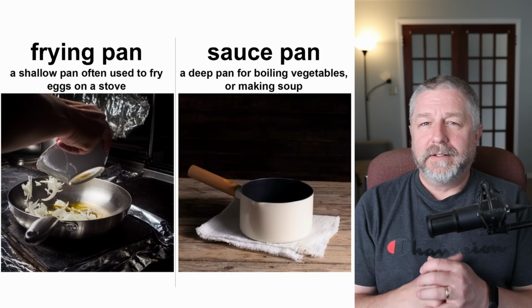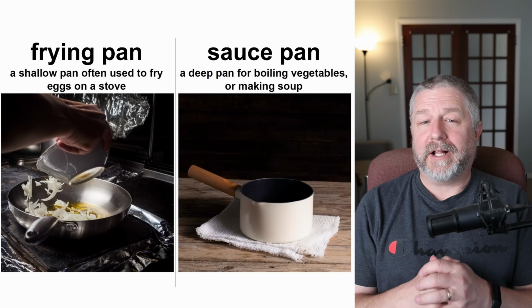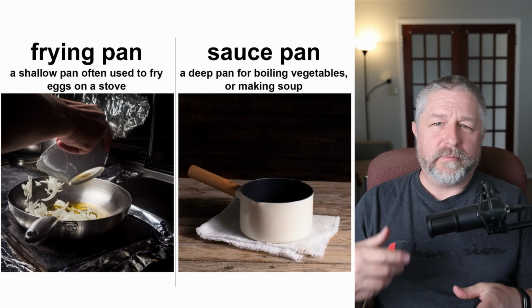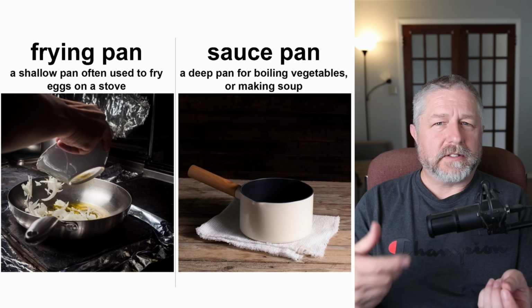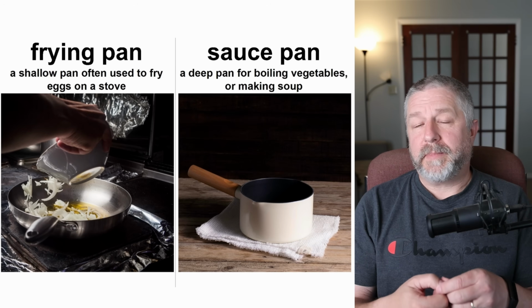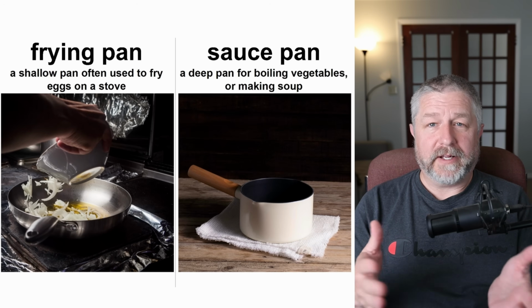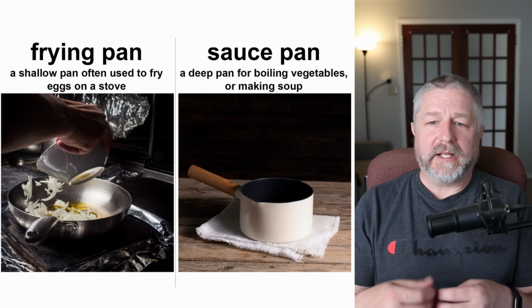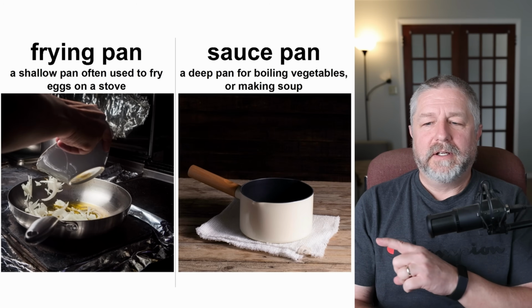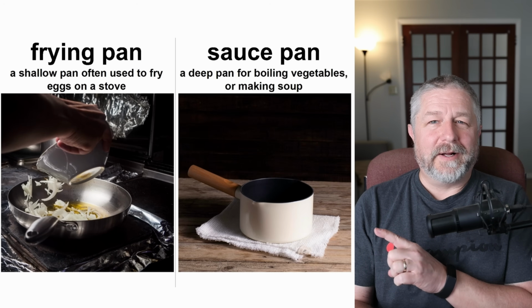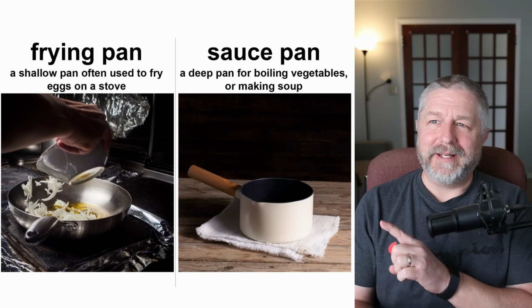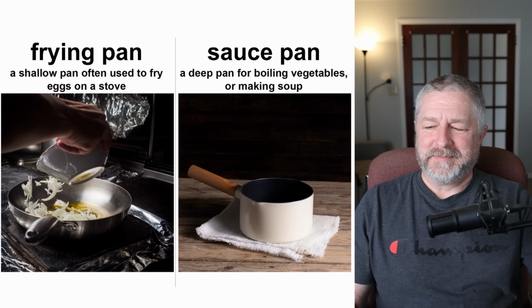Frying pan and saucepan. Frying pan, a shallow pan often used to fry eggs on a stove, eggs or bacon, or even to saute some vegetables. A saucepan is a deep pan for boiling vegetables or making soup or other things. You can make stew, you can make a sauce. It's just better for when you have a lot of liquid that you have to heat up in order to eat it, which is cooking.